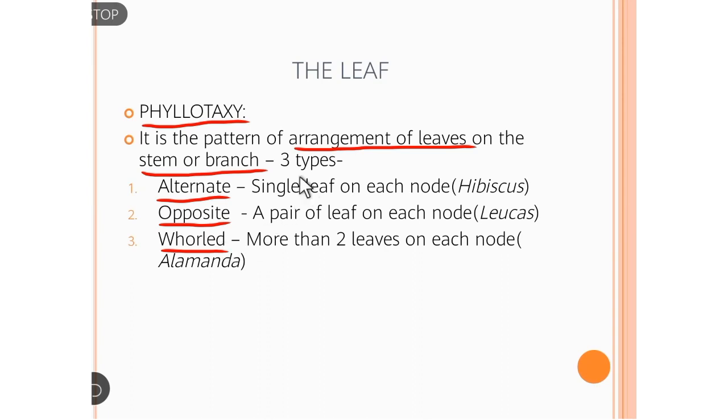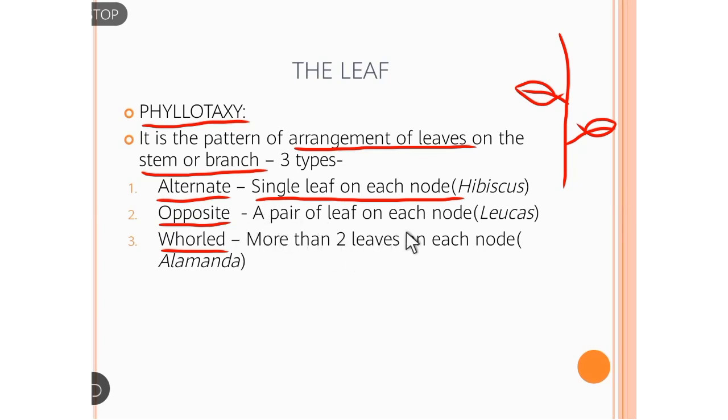Now let's see one by one. In alternate phyllotaxy, a single leaf is borne on each node. Suppose this is a stem, this is a node, it bears a leaf here. This is a second node, it bears a leaf here. So each node bears only a single leaf. Now the second one, opposite phyllotaxy.